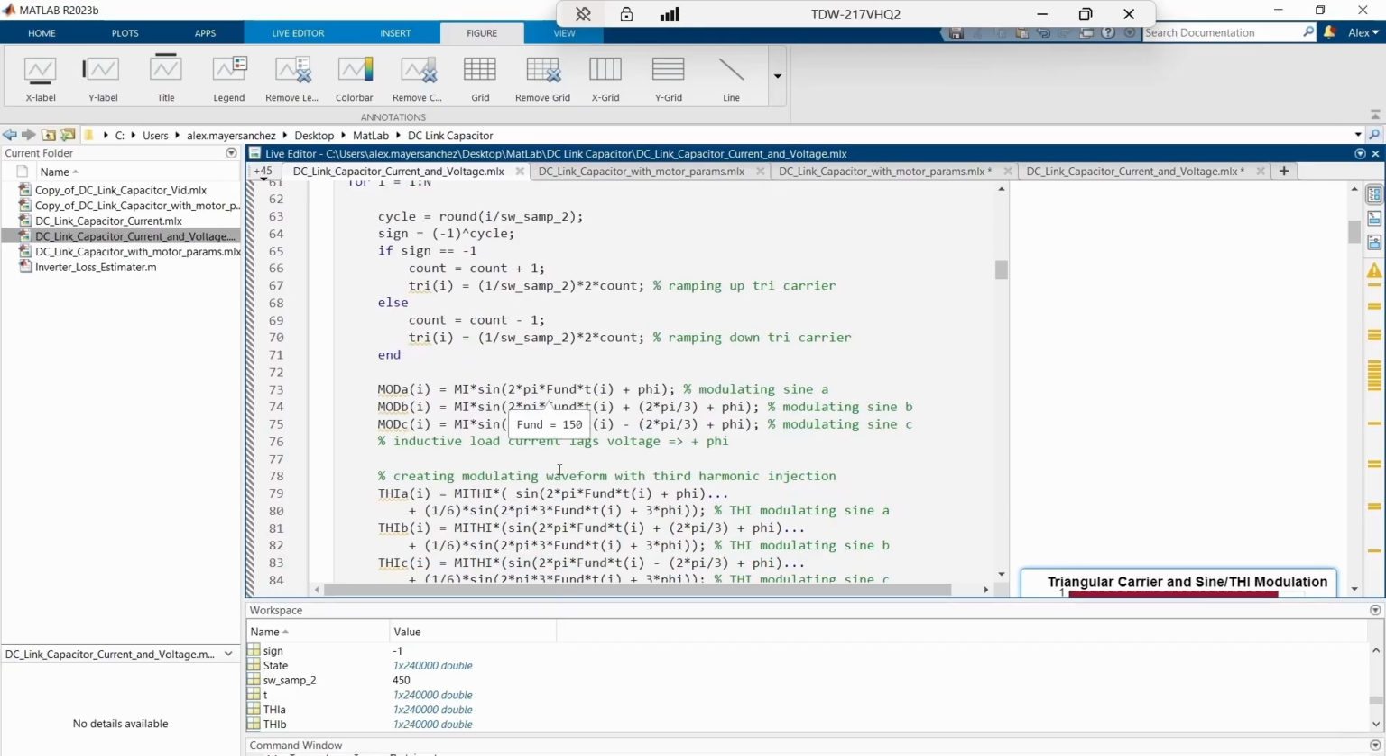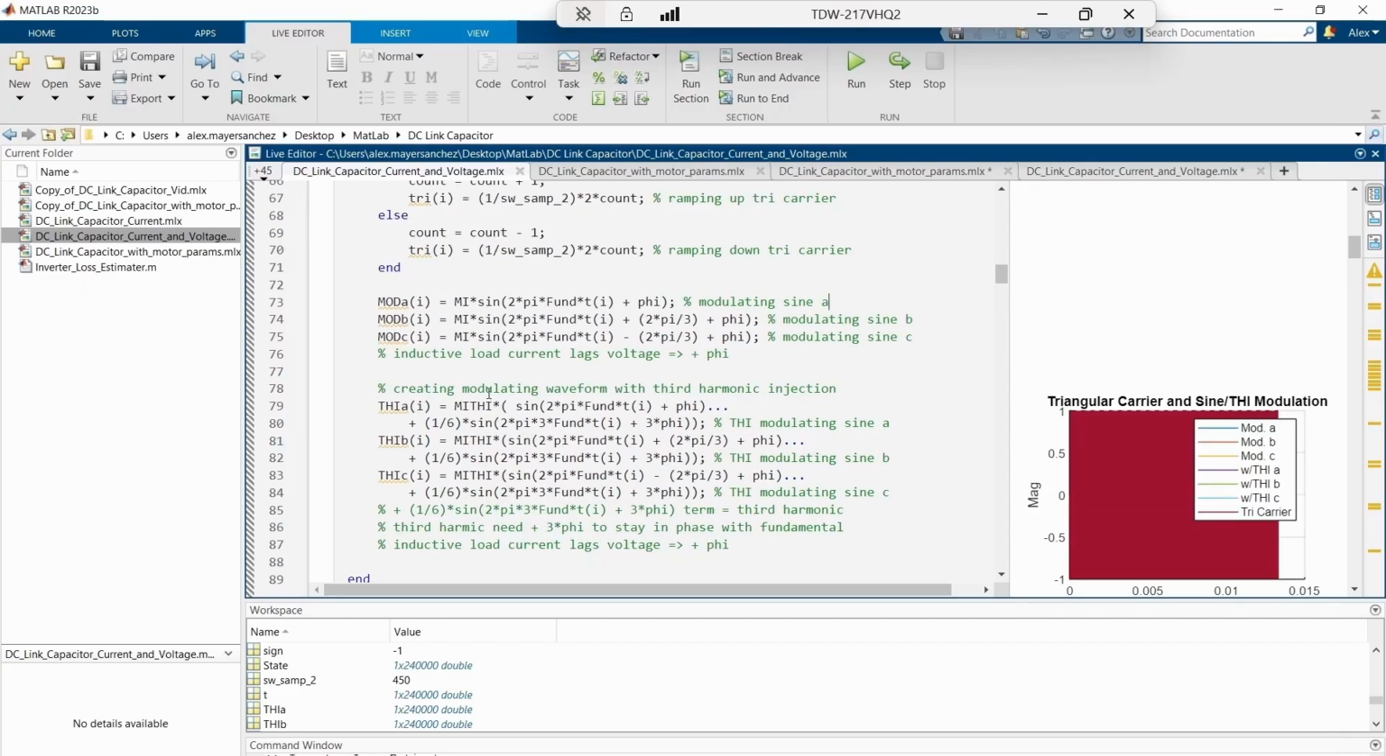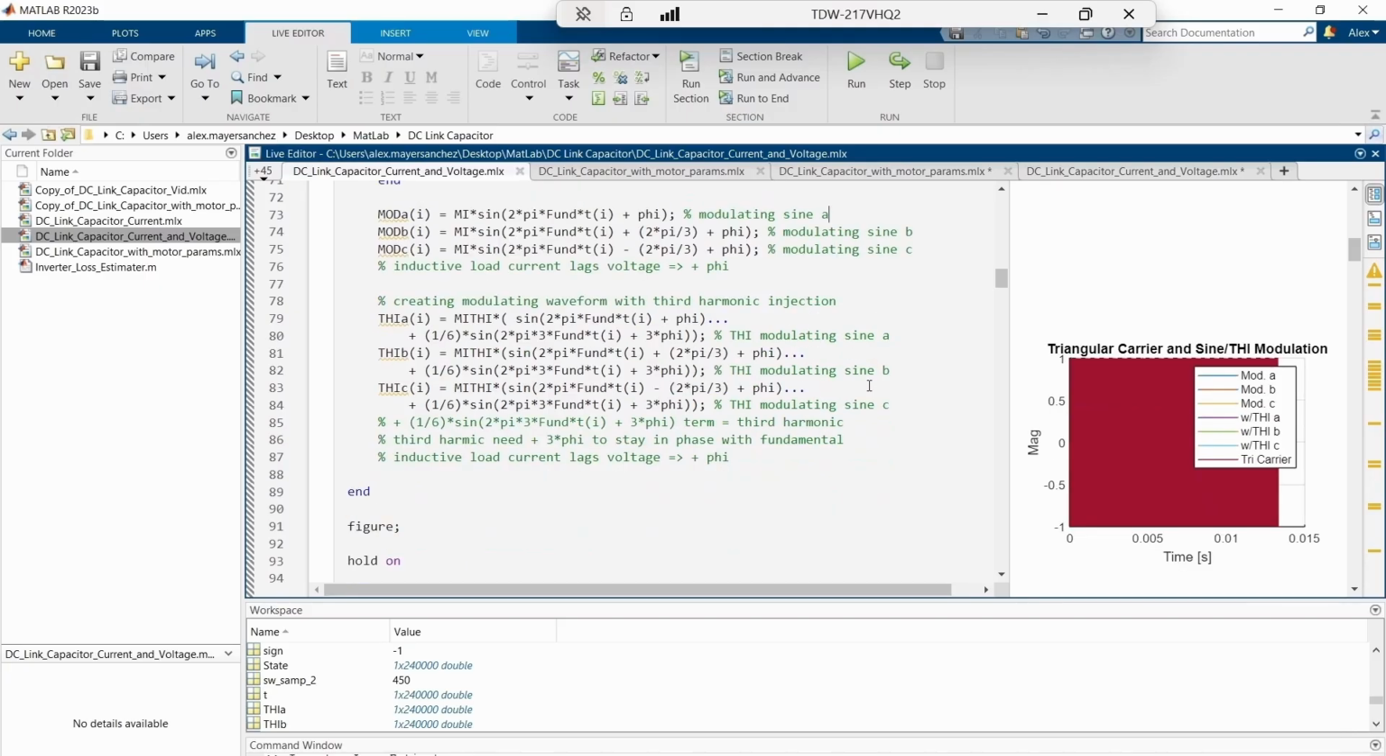For the sine waveforms, the modulating waveform is basically just the modulation index multiplied by sine of 2 pi times the fundamental frequency times time, plus whatever phase shift we get due to the power factor. But since our power factor is 1, our phase shift is 0 in this case right now.